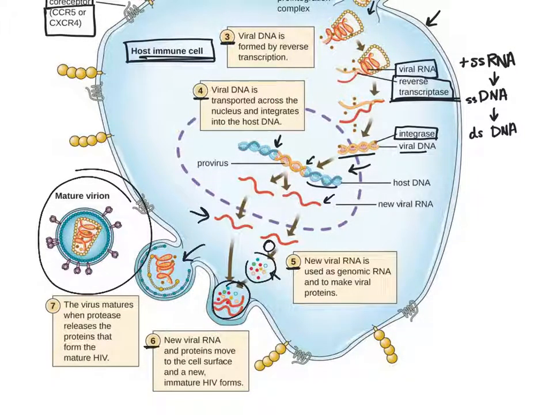So in step 6, our new viral RNA and proteins move to the cell surface, and an immature HIV forms, which means that inside here it's budding off, but then it hasn't quite pieced itself together inside of that membrane yet. Then it pieces itself together, and that means that the virus is now mature, and this is when protease releases the proteins that form the mature HIV. So then we have our mature virion, and then it's going to float downstream, and it's going to enter a new immune system cell via that CD4 receptor with the co-receptor CCR5.